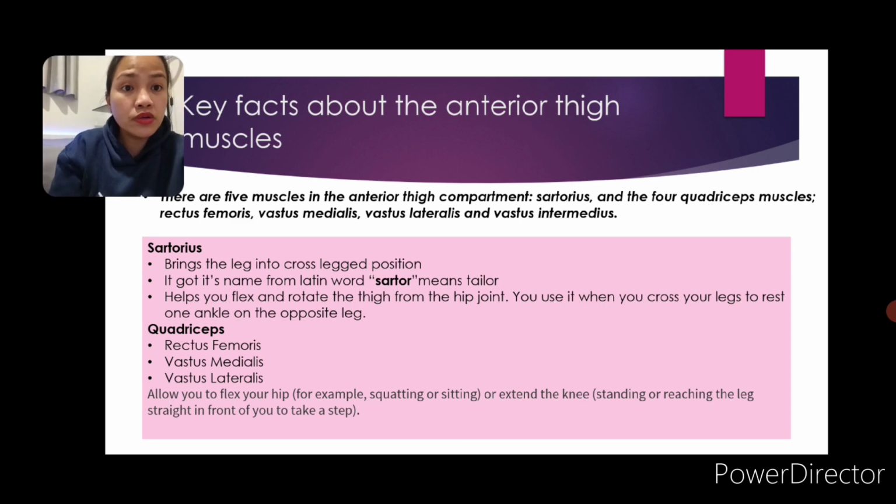So here there are 5 muscles in the anterior thigh compartment. These are the sartorius and the quadriceps. Quadriceps means 4 heads. These are the rectus femoris, vastus medialis, vastus lateralis, and, sorry, I forgot to write in this one, the vastus intermedius.